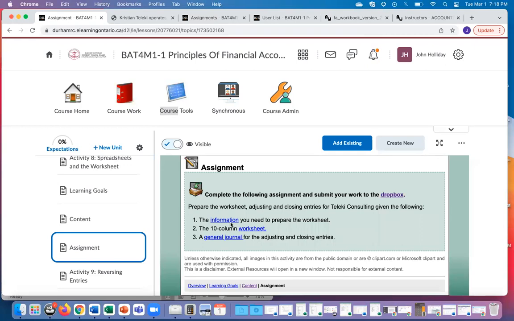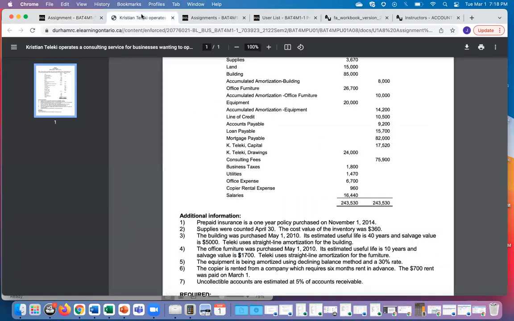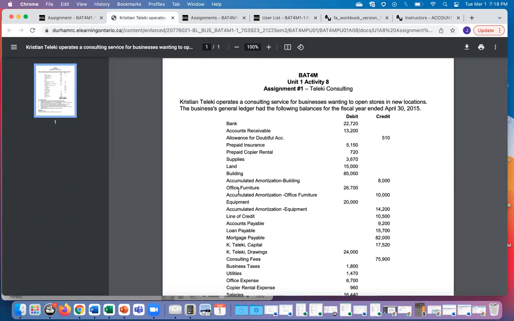So the assignment has 3 different components to it that are important. They're all hyperlinked here. The first is the information you need to prepare the worksheet. When you click on that, it'll bring up another tab for you, and it looks like this when you open it up. It gives you basic information that you'll need to complete this assignment. So that's the first thing that you want to have open.